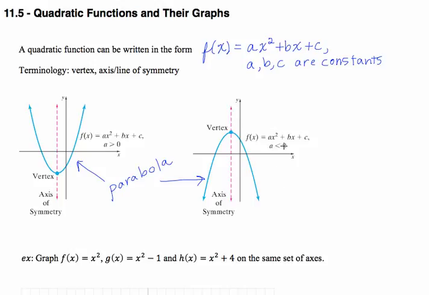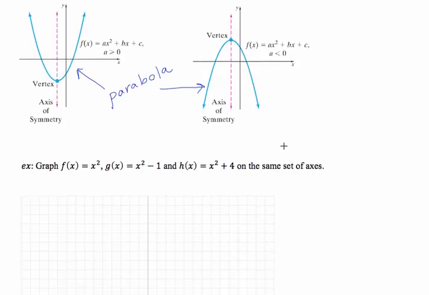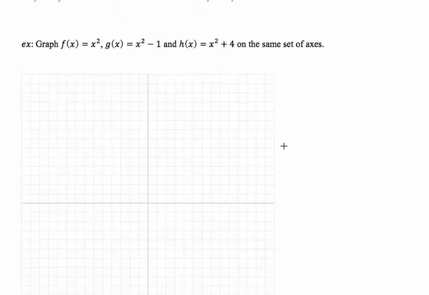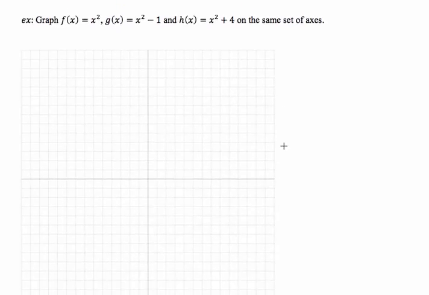Okay, so what we're going to do in this section is graph lots of parabolas, and then we're going to get a hang of how to graph generally without having to plot points. So let's start with this example. We're going to graph three functions. Let's start with f of x equals x squared. I recommend that you do this by plotting points so that you'll really truly understand how I'm getting these points.